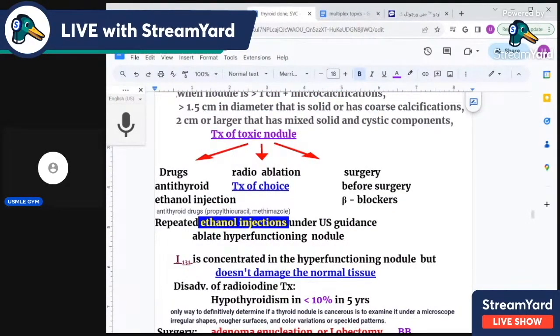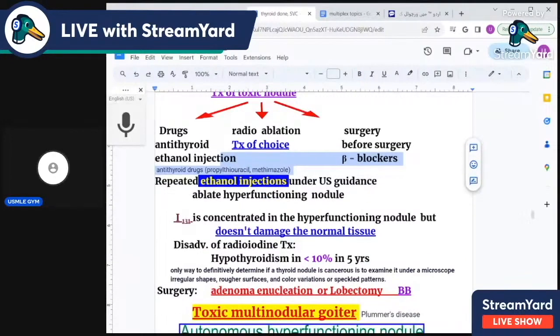Treatment of the toxic nodule: there are 3 treatments: drugs, radioablation, and surgery. Radioablation is the treatment of choice for a hot nodule. Why? Because radioactive iodine concentrates in the hyperactive nodule, not in the normal thyroid tissue. The drugs are antithyroid drugs, propylthiouracil and methimazole, and ethanol injection, repeated ethanol injection under ultrasound guidance, which ablates the hyperfunctioning hot nodule.